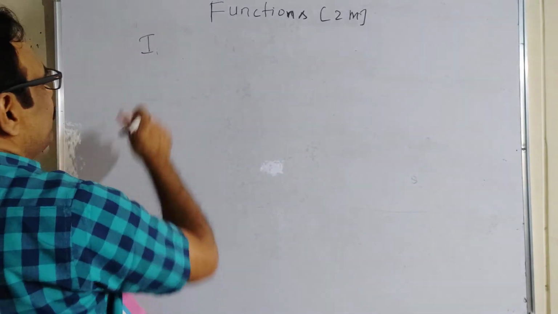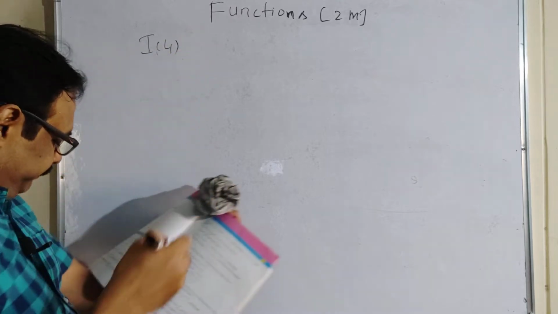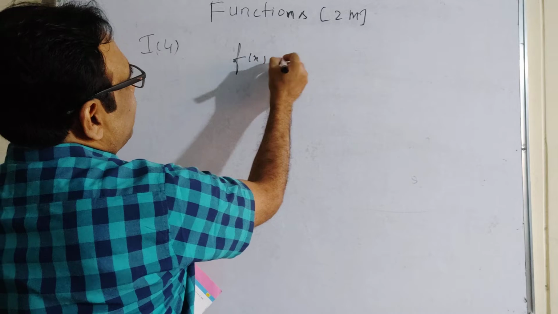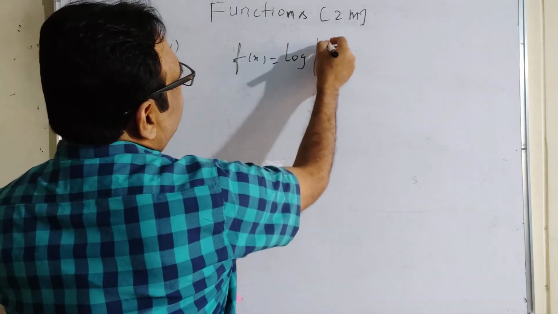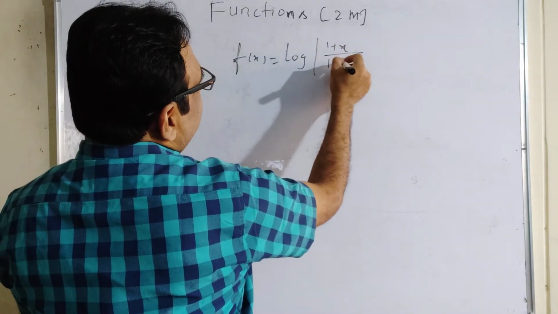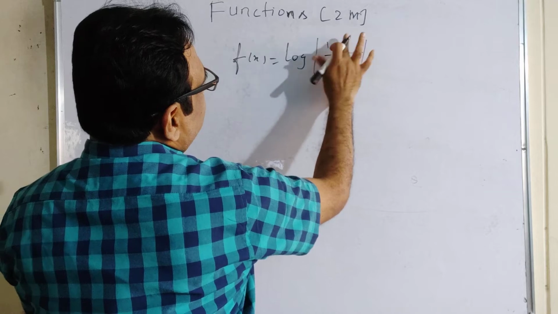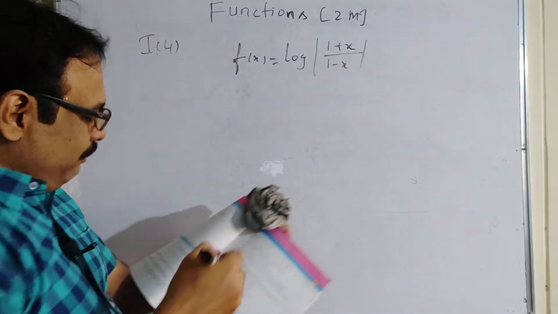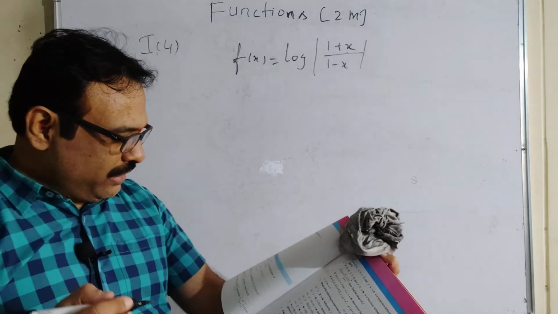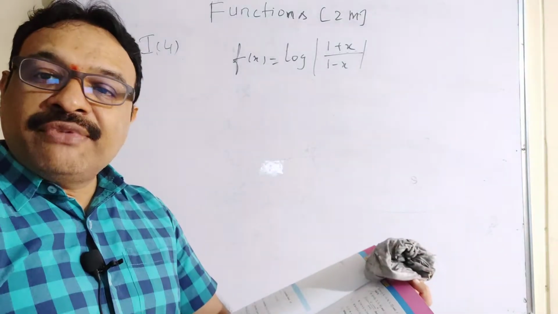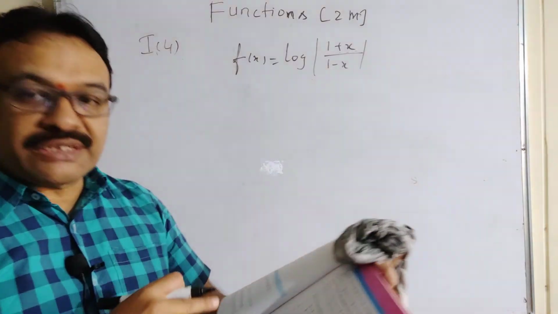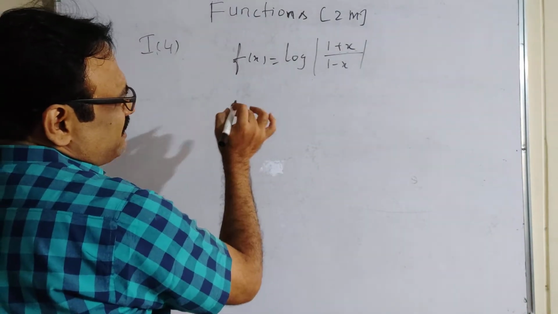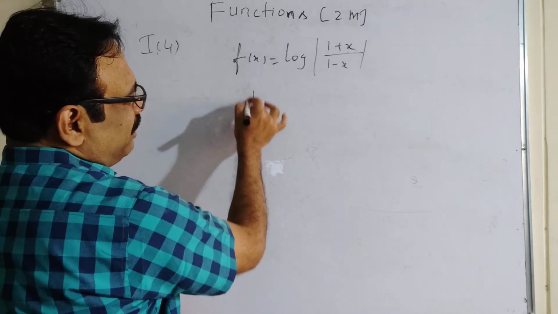Now in the 4th problem, he has given that f of x is equal to logarithm of (1 plus x) by (1 minus x). I'll repeat, this is going to be 1 plus x by 1 minus x. Now what is being asked? Show that f of 2x by 1 plus x square is equal to 2 times f of x.